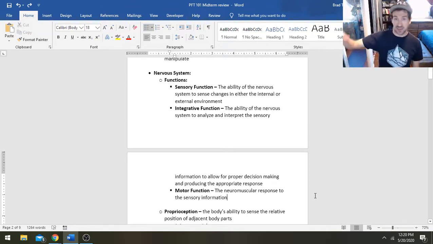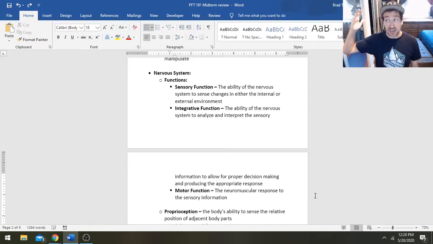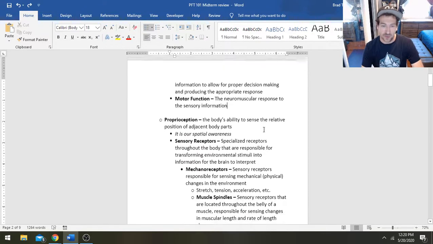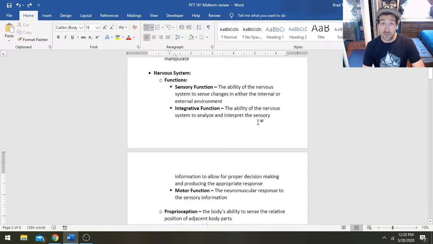If you touch a really hot stove, sensory information is coming in saying, hey, that's really hot. And then the integrative function is going, oh, really hot means that the hand is going to get damaged. And so then it'll choose to pull the hand away, and then it'll execute that with its motor function, and it'll actually contract the muscles to get you to move your hand away. So all of that is your function, right?